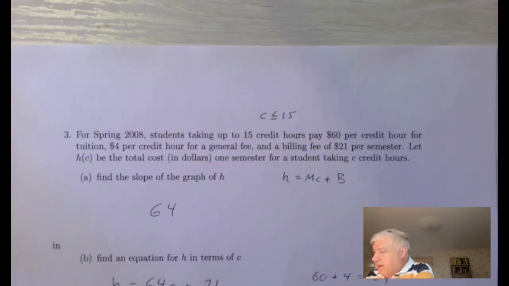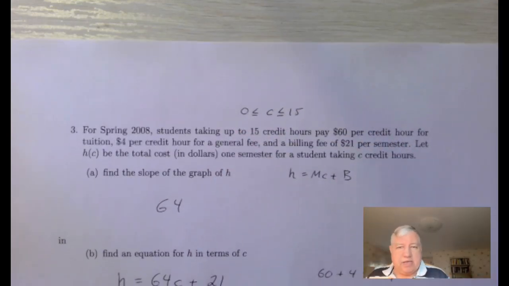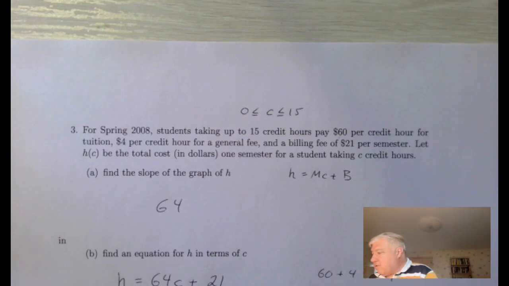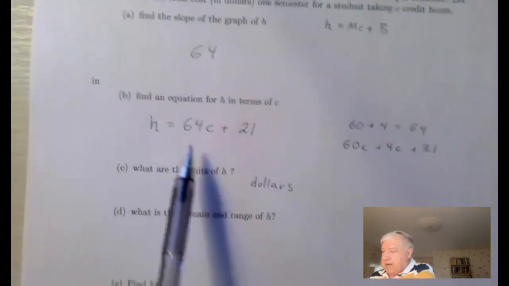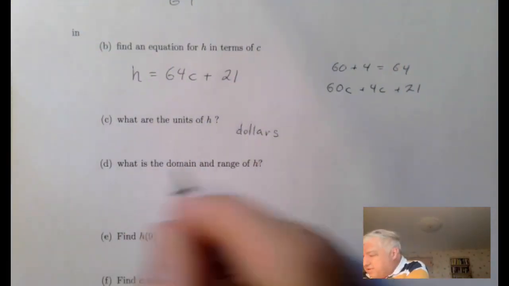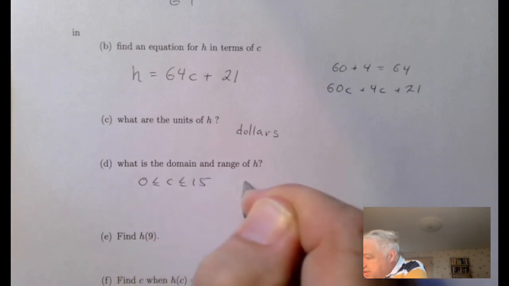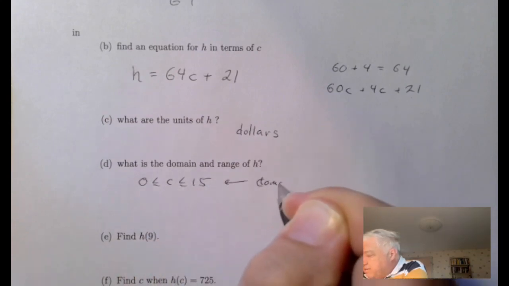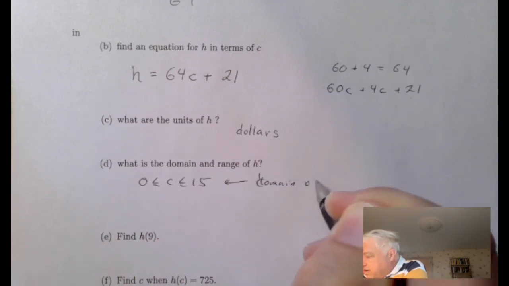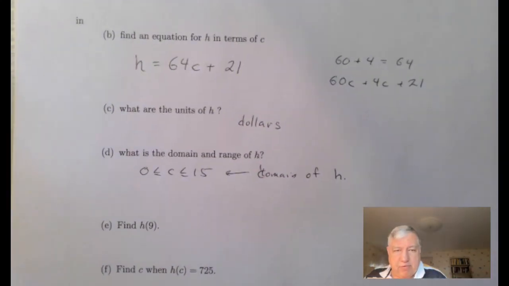Okay, and then of course C has to be greater than or equal to 0. Doesn't make any sense to talk about a negative number of credit hours. So as far as this model is concerned, we're assuming C is just between 0 and 15. So this is the domain of our cost function. And then what would be the range?